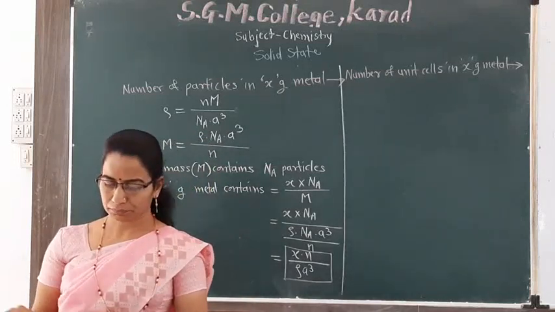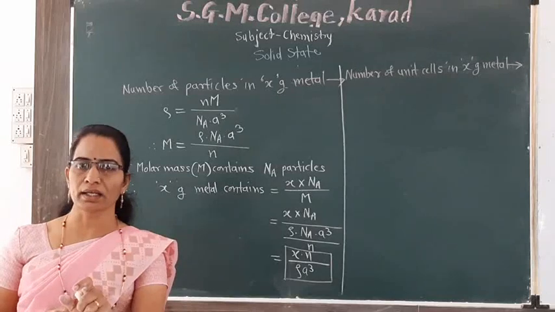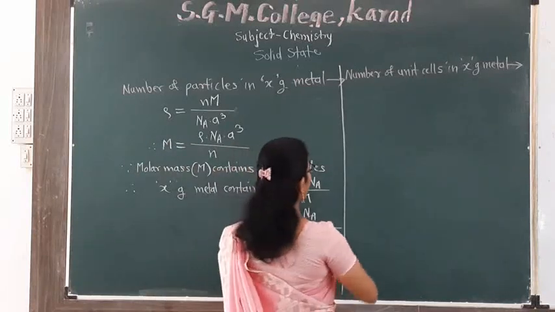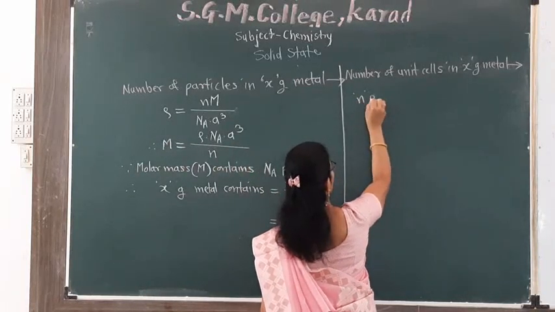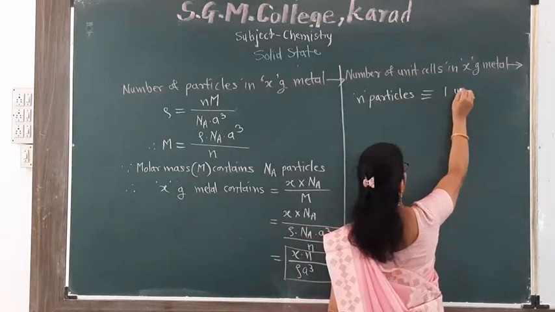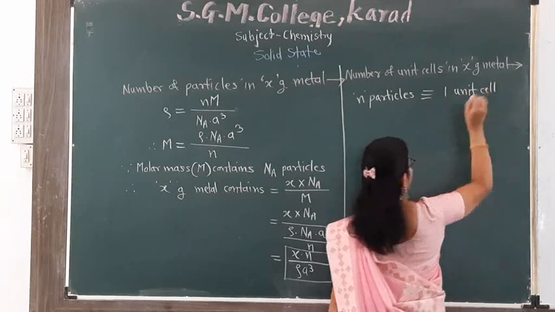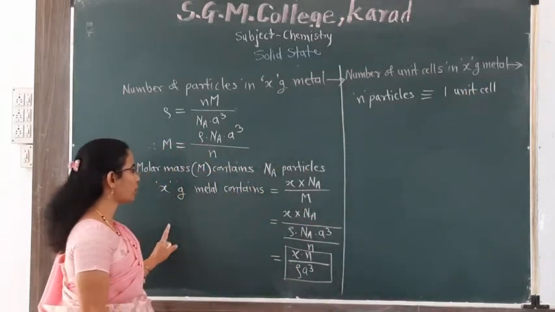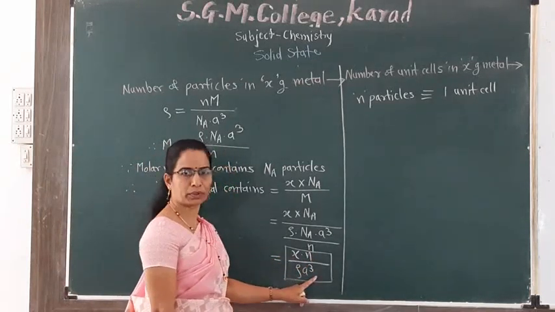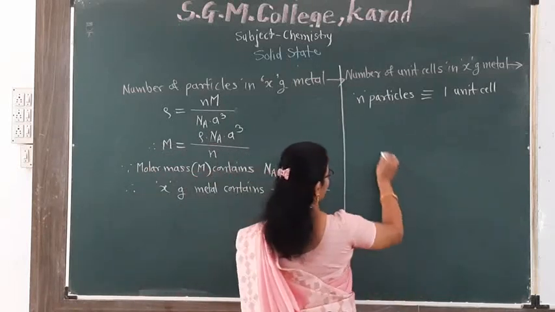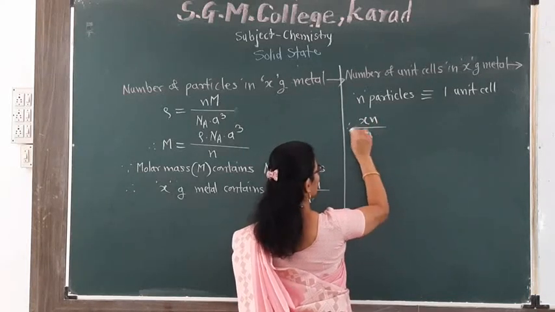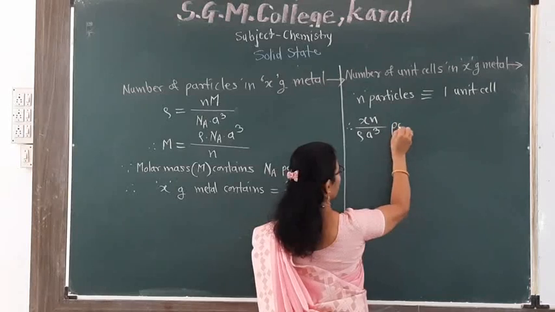We know that if the number of particles in the unit cell is n, then n particles present in the unit cell will correspond to one unit cell. But we know that X gram of metal contains Xn upon rho A cube number of particles.